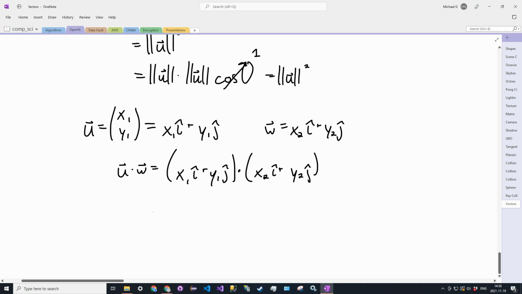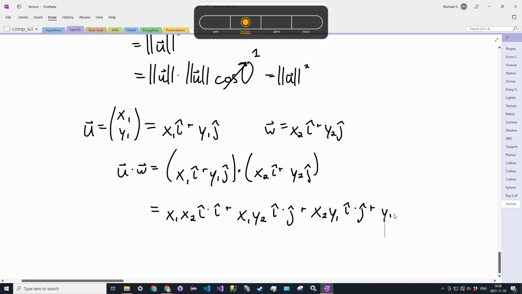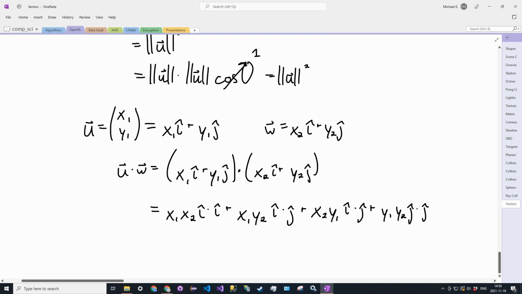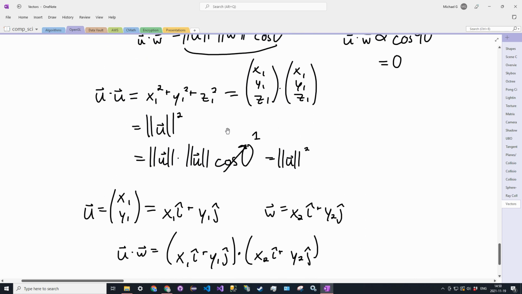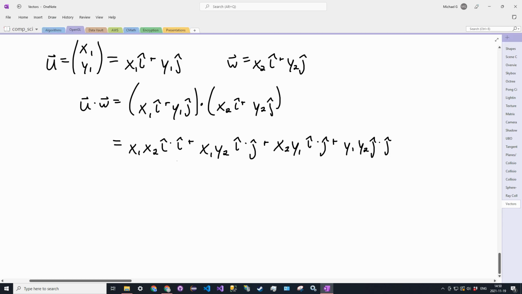And if we expand this multiplication here, what we will find is that we're going to get x1 x2 i hat dotted with i hat plus x1 y2 i hat dotted with j hat plus x2 y1 i hat dotted with j hat plus y1 y2 j hat dotted with j hat. So let's simplify this a little bit. Let's use what we found in the last two things. The result of a vector dotted with itself is its magnitude squared. So i hat dotted with i hat just becomes the magnitude of i hat squared, which is equal to 1. And similarly for j hat.